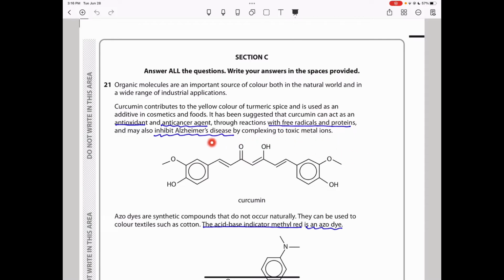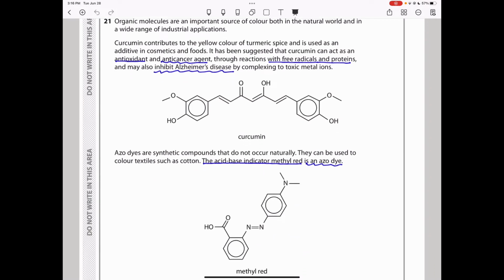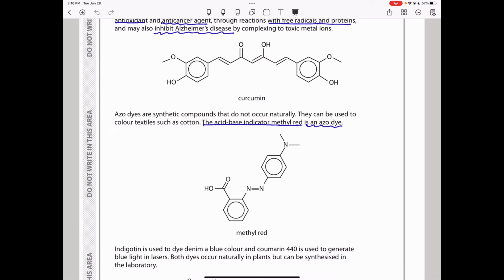So here we see the structure of curcumin. Please do not be scared by this structure. They will not ask you very complicated questions. So here they say, azides are synthetic compounds that do not occur naturally. They can be used to color textiles such as cotton. The acid-base indicator methyl red is an azide. So here they've given us the structure of methyl red.